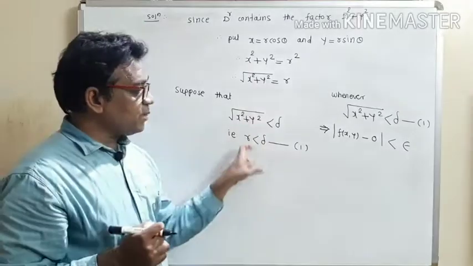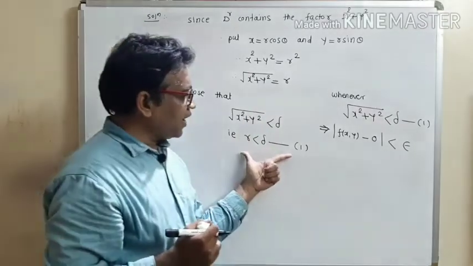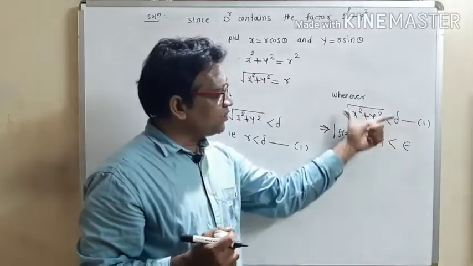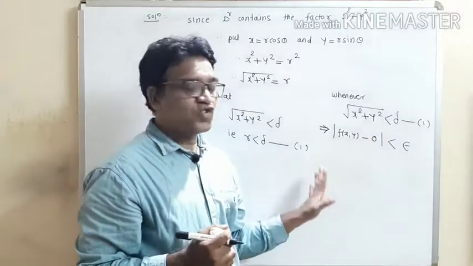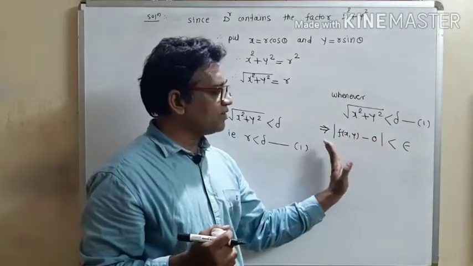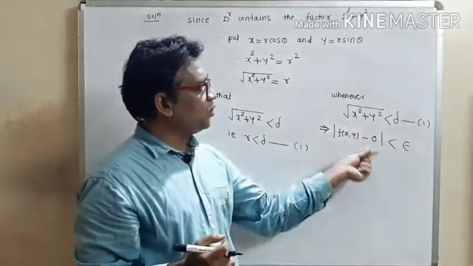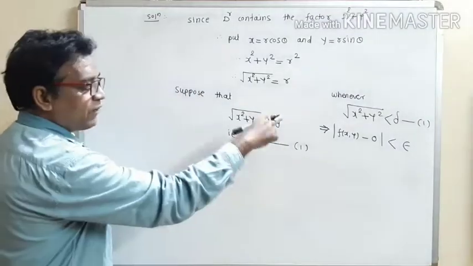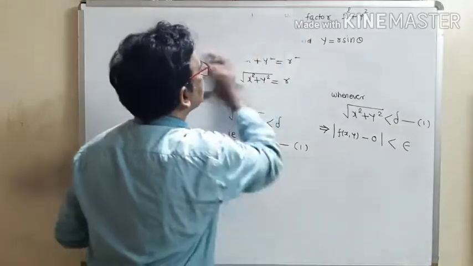So these are the same equation, these are the equivalent equations. We have to use equation number 1. Use equation 1 and find out this modulus and show that the value of this modulus is less than epsilon. Then and only then we can say that 0 is the limit of the function. So find out now this modulus.